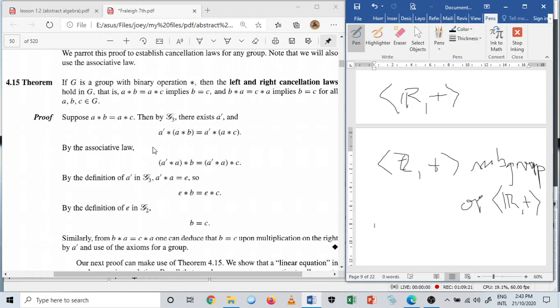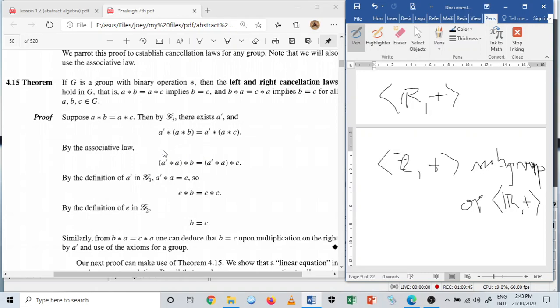Take note, we operate at the same side. If we operate A inverse to the left, it should be operated to the left here, not to the right, because the operation is not necessarily commutative. The order of operation in the left side of the equation should be the same as the order of operation in the right side.